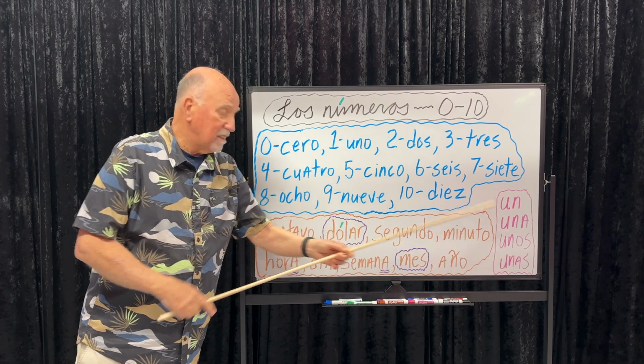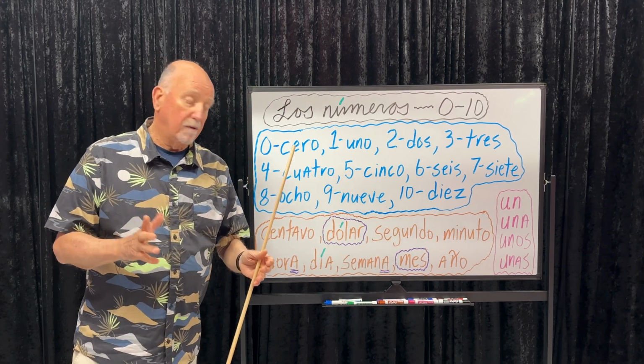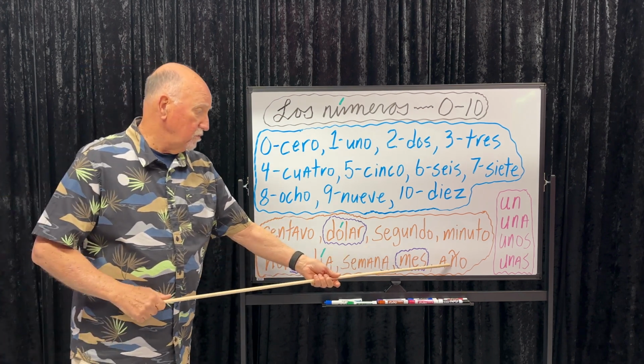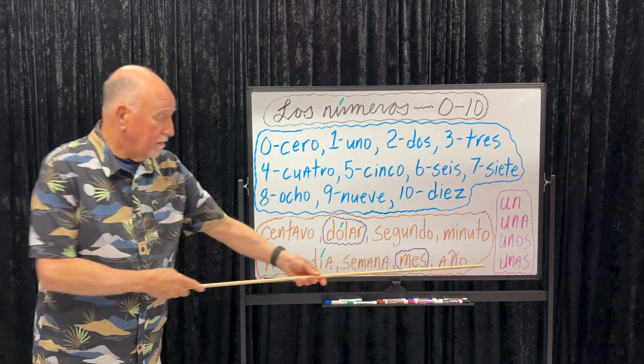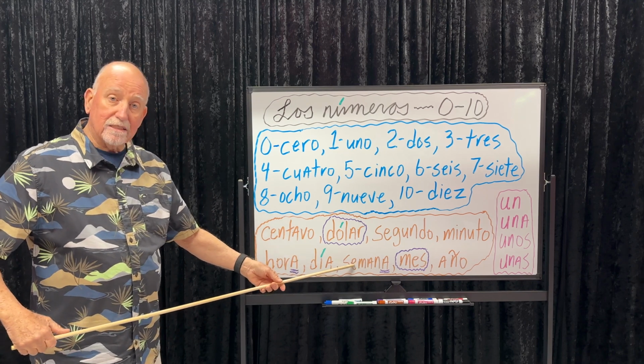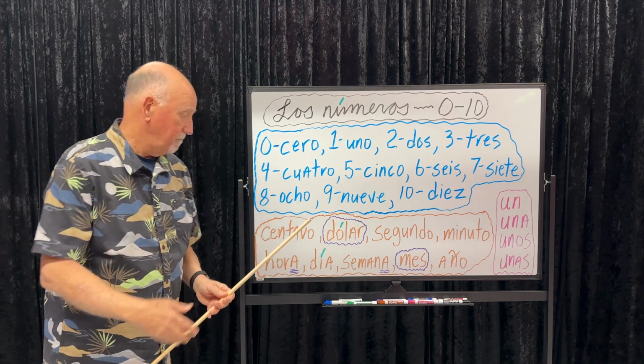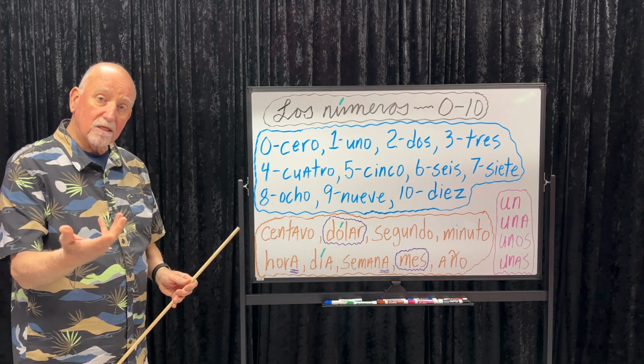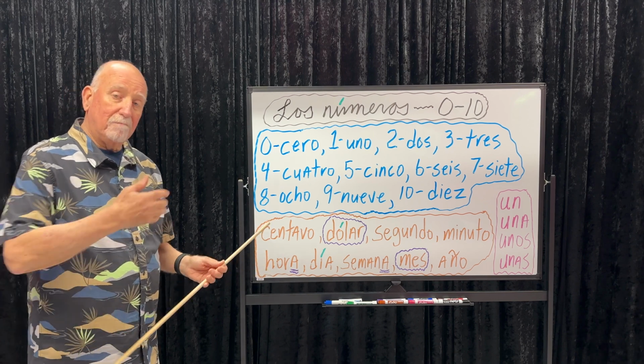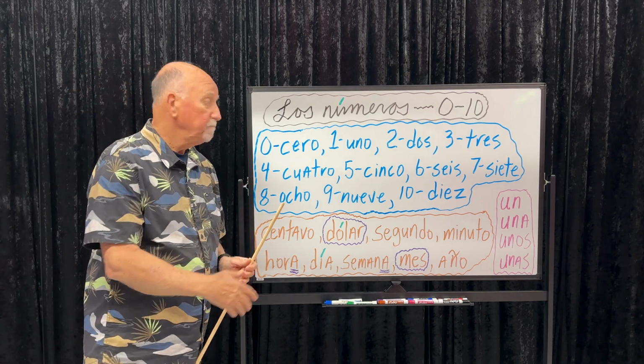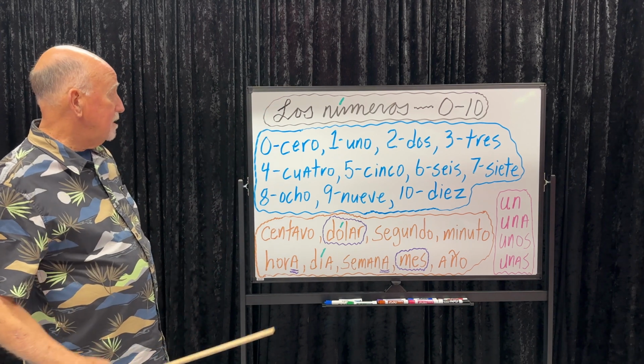Unos and unas basically mean a few or some. Again, some years, unos años. If we go feminine, some weeks, unas semanas. Some hours pass by slowly. Unas horas pasan despacio. All right, that's it. Let's summarize it right here.